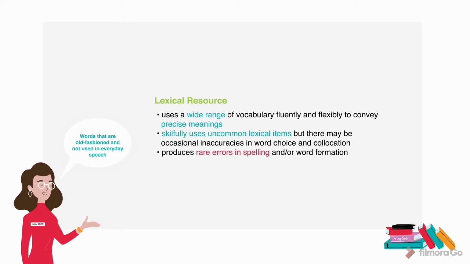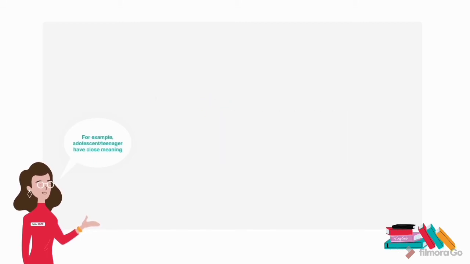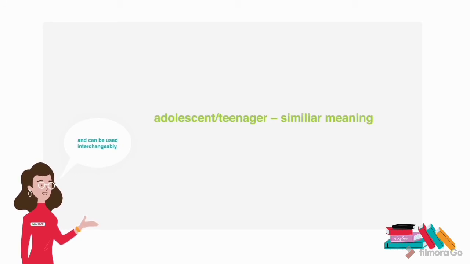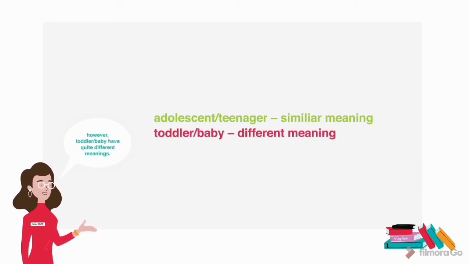Words that are old-fashioned and not used in everyday speech should not be used. If you choose a synonym, the meaning must be the same and must not alter the idea being presented. For example, adolescent, teenager have close meaning and can be used interchangeably. However, toddler, baby have quite different meanings.